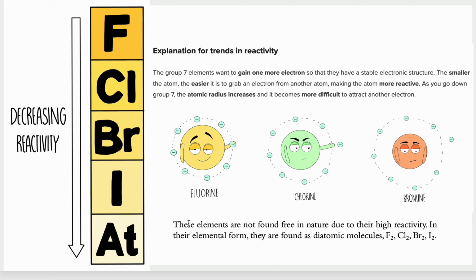As well, these elements are not found free in nature due to their high reactivity, because as soon as they are formed, they react with something else. And in their elemental form, they are found as diatomic molecules. So whenever we have fluorine as an element, we have F2, or chlorine as an element, Cl2. And the same thing when you're writing a chemical equation, you need to write the element with the 2, because they only exist in nature as diatomic molecules, as these ones right here.